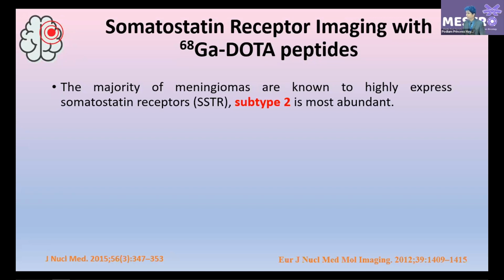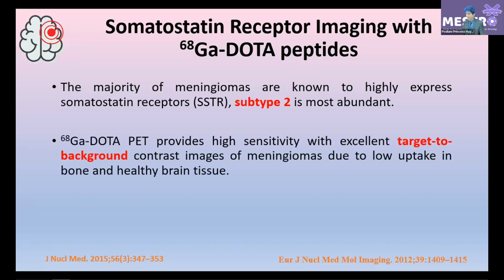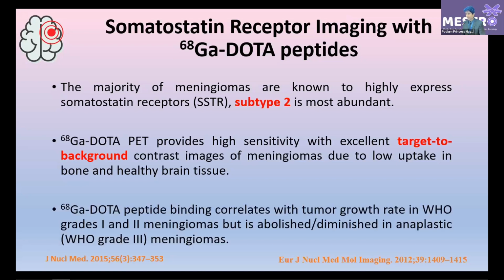Now it is replaced by the gallium DOTA-peptide. Meningiomas have a high abundance of somatostatin receptors, especially receptor number 2, and they provide high sensitivity and accurate target delineation. Because it is not present in healthy brain tissue, you will only see the meningioma, not the healthy brain parenchyma. It binds to grade 1 highly, grade 2, and to a lesser extent grade 3 meningiomas.